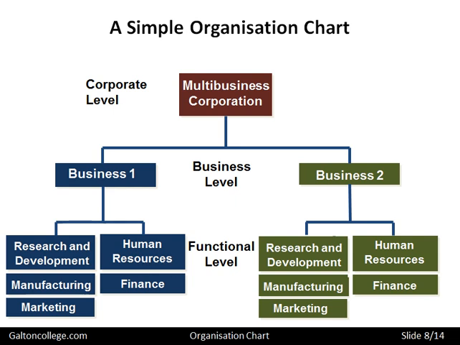Each business has got all of its functional areas, and it makes a profit, and it feeds the profit back to the multi-business corporation at the corporate level. So we have, in this case, two businesses, we might have many businesses. And as I said, this is quite common, but it may not be the most efficient. The previous one may be more advantageous. It may not, it depends.